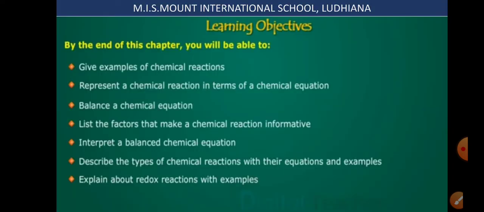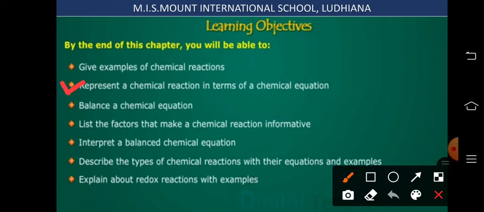At the end of the chapter you will be able to give examples of a chemical reaction. You will be able to represent a chemical reaction in terms of a chemical equation. You will get to know how to balance a chemical equation. Then list the factors which make the chemical equation more informative. Then interpret a balanced chemical equation, that is, what you get from that particular equation.